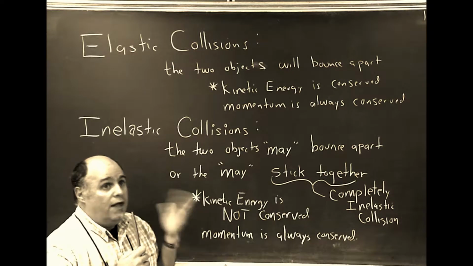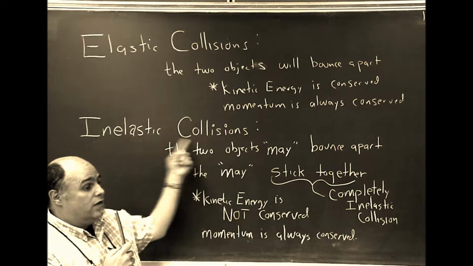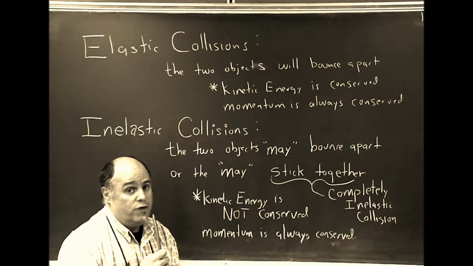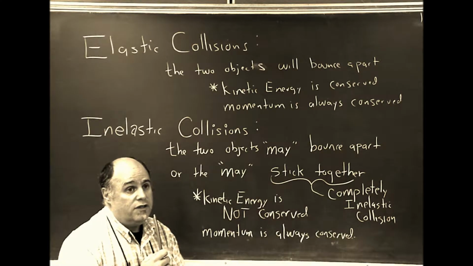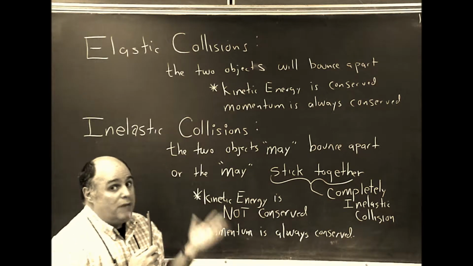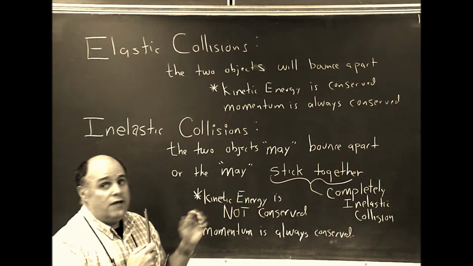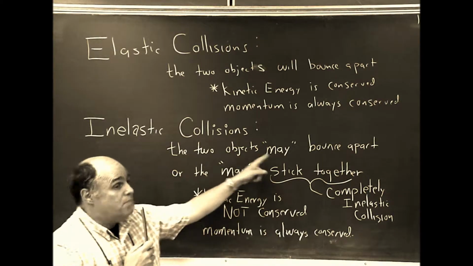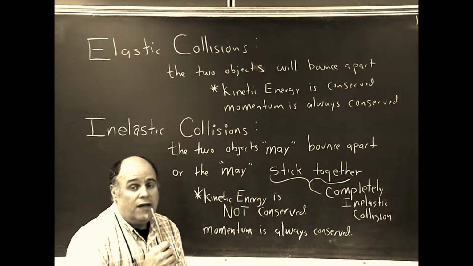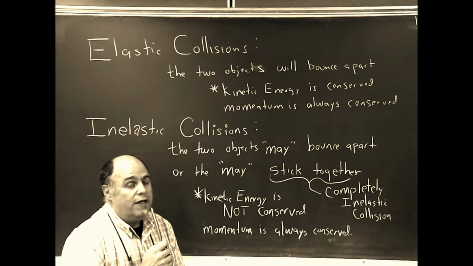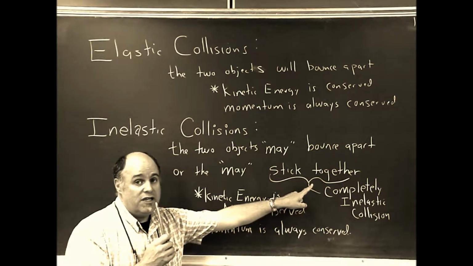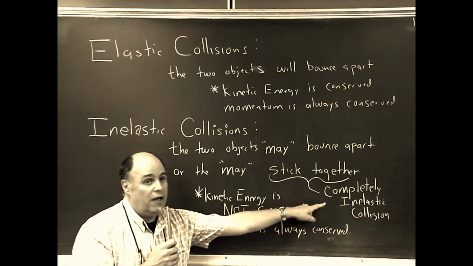In the other type of collision, called an inelastic collision, there'll be two objects coming towards each other and they're going to collide, and after the collision they may stick together or they may bounce apart. We don't exactly know what's going to happen. So here I've written these two objects may bounce apart or they may stick together. If they stick together, most books call that a perfectly inelastic collision. So I've written that here. If the two objects stick together after the collision, it's called a perfectly inelastic collision.